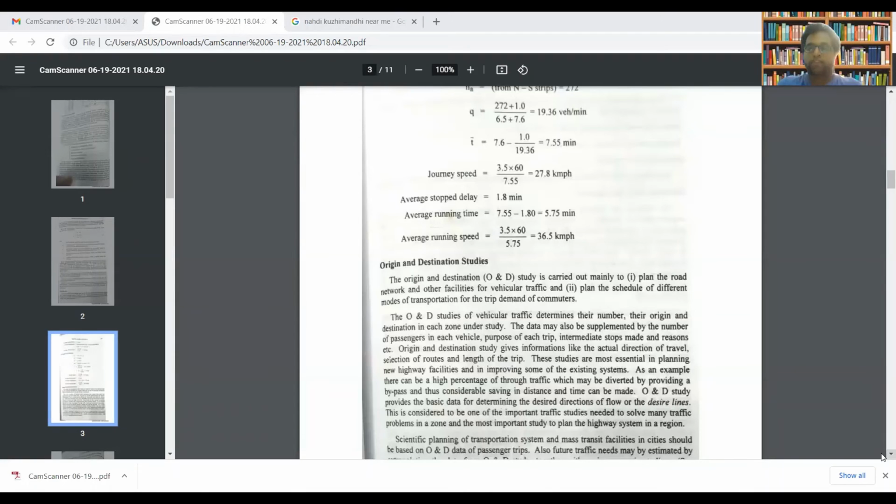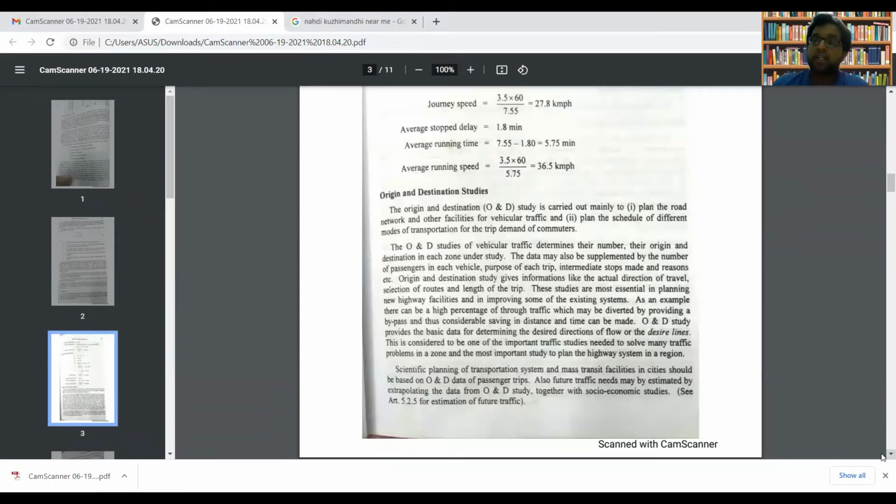So the next important study is the origin and destination study. This is a very important type of study in traffic studies. Origin and destination study, O and D study. The O and D study is carried out mainly to plan the road network. What is the road network that needs to be planned? And also other facilities for vehicular traffic, and also to plan the schedule of different modes of transportation for trip demand.